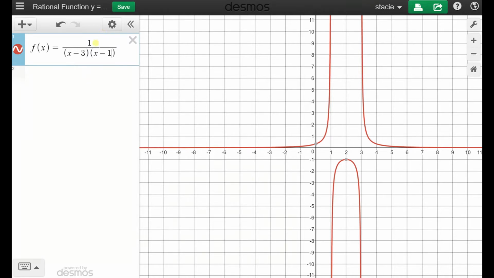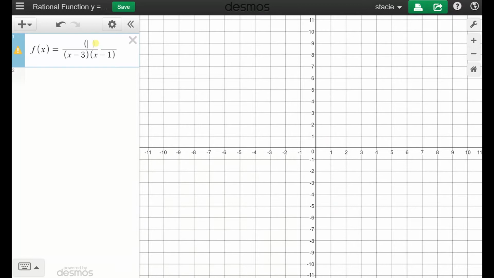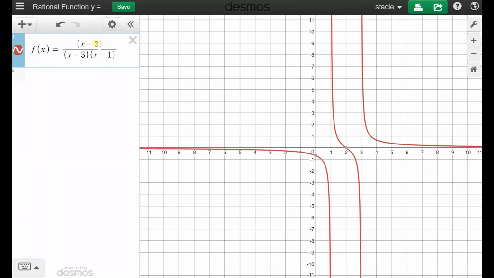Okay? Now what if I have something in the top? It didn't really make too big of a difference. We still have those vertical asymptotes here. And then notice how it added something new in here. It crosses. It just happens to cross because if we sub in a value of 2, it's going to make the numerator equal to 0. 2 minus 2 is 0. And then 0 divided by anything is still equal to 0.